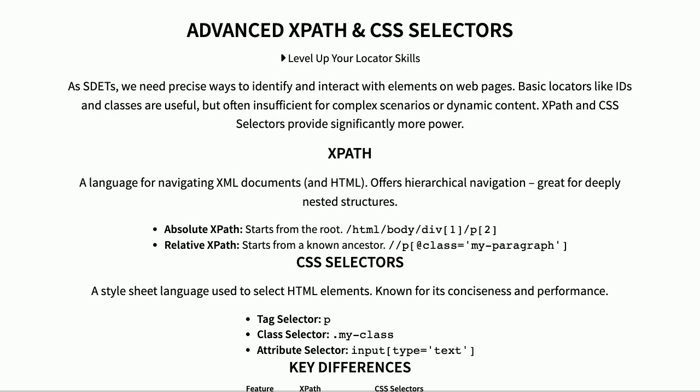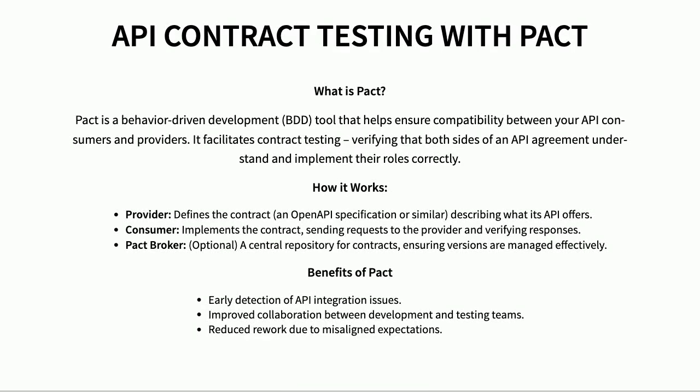Then there's CSS selectors. They're basically shorthand for targeting elements based on their tags, classes, or even attributes. They're often faster than XPath and easier to read. Let's quickly compare them. XPath can be a bit complex when you need to go deep, while CSS selectors tend to be more straightforward.